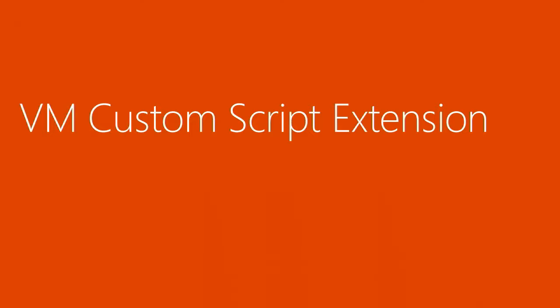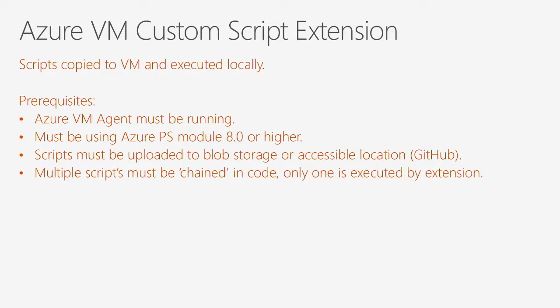Specifically, the VM custom script extension executes PowerShell scripts against a virtual machine. Okay, cool, but we can execute PowerShell scripts against computers. I mean, it's just a computer in the cloud. I can use PowerShell remoting to run a script against the VM if I want to. So what's the big deal about the custom script extension?